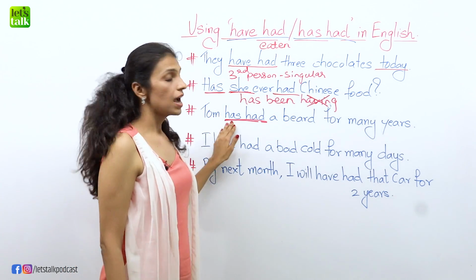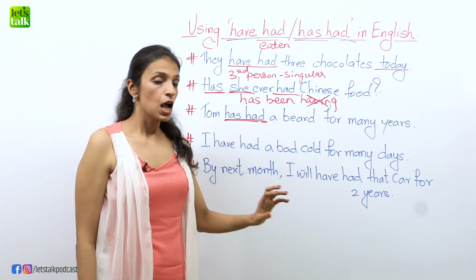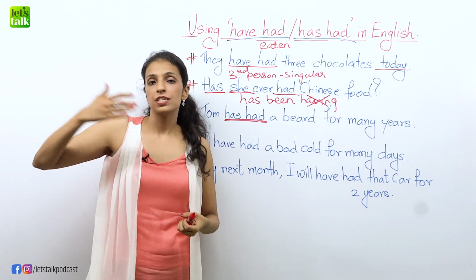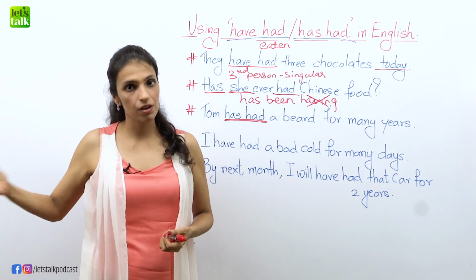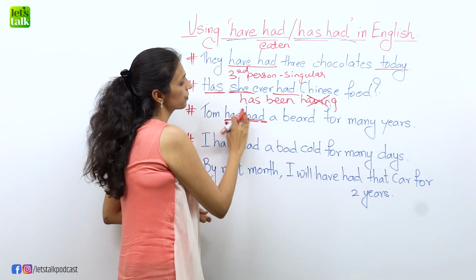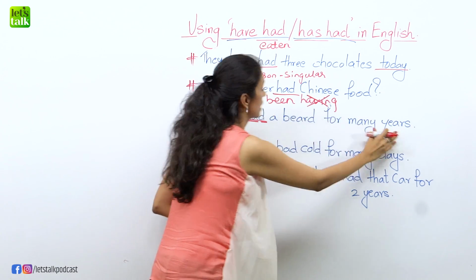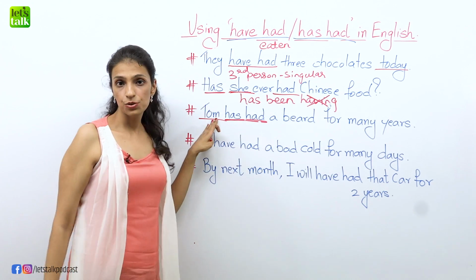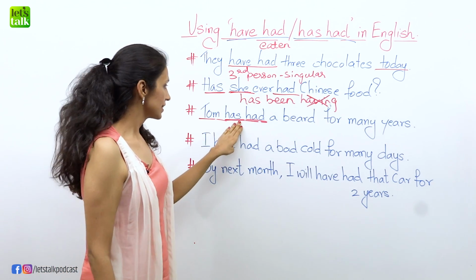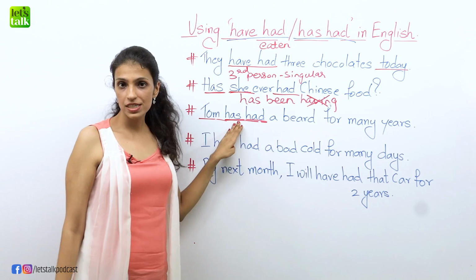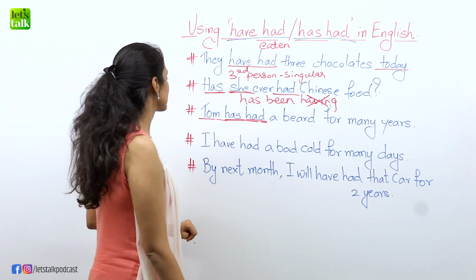Alright, so here we have another present perfect tense which is actually trying to express an action that has been happening over a long period of time. So Tom has had a beard for many years. Again, Tom is the third person singular, so we use has. Okay, I hope this is clear. Let's move on to the next example.